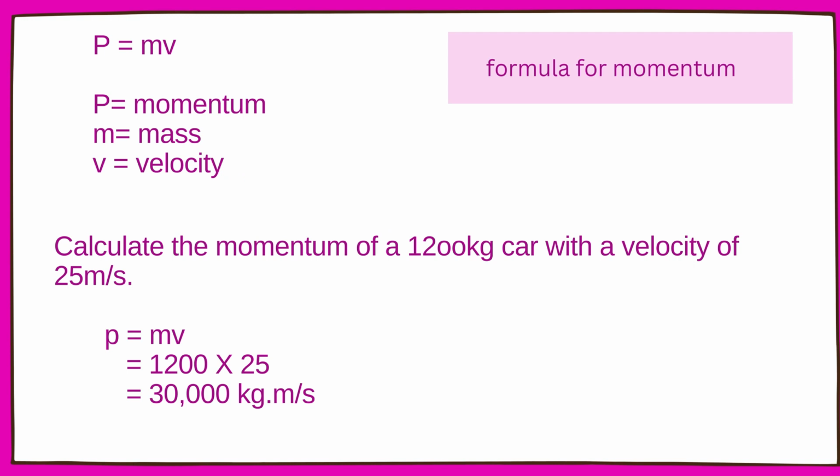Let's have a sample problem. Calculate the momentum of a 1200 kg car with a velocity of 25 meters per second. P equals m times v. Substitute the given numbers. P equals 1200 times 25, which equals 30,000 kilogram meters per second. That is the final answer.